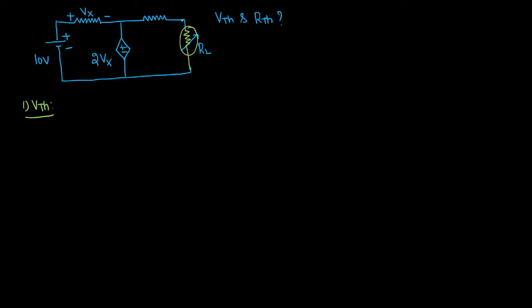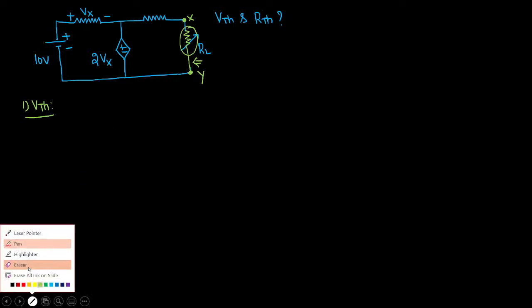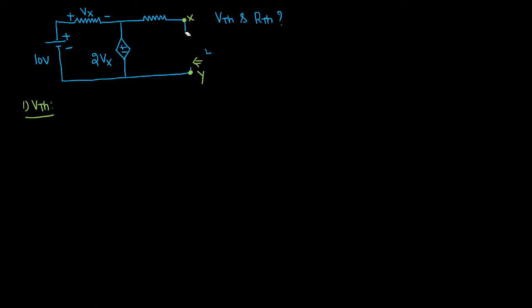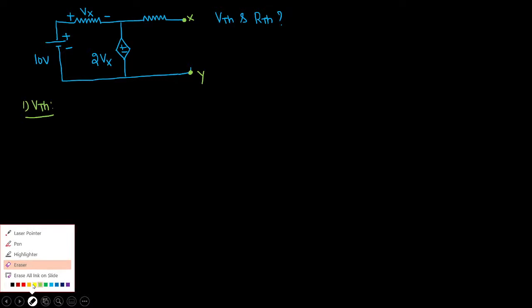The second step is go to its terminals, then remove the load resistance from the load terminals. Let me name them X and Y. So after identifying the load resistance, we have to remove that load from the circuit. So I am just removing this load. Yes, load is removed.